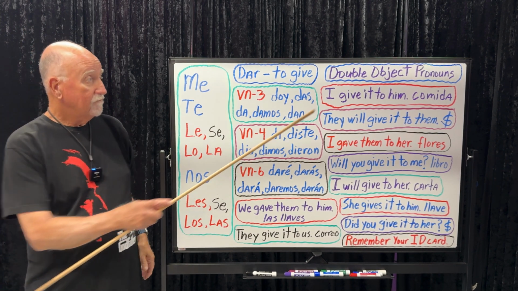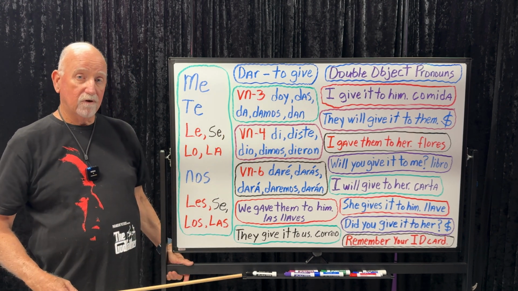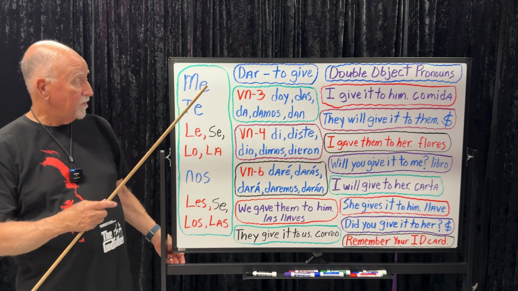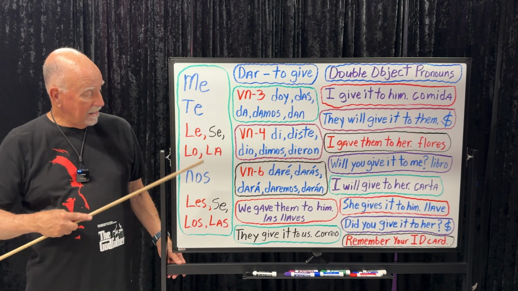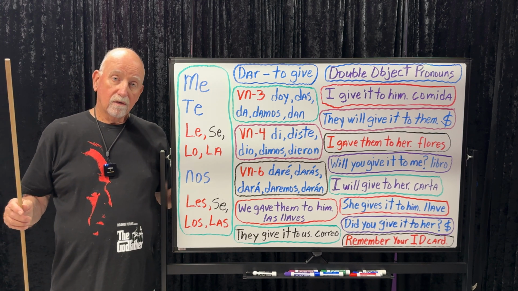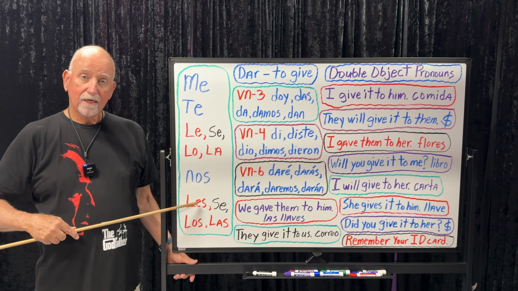Just know for double object pronouns, most of the time we're going to use them in front of a conjugated verb. The indirect pronoun comes first and then the direct. Remember, me, te, and nos will never change, whether it's indirect, direct, or reflexive. It's the le and les you've got to watch out for, okay?